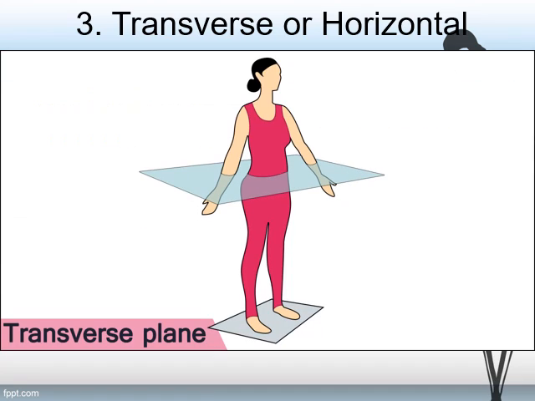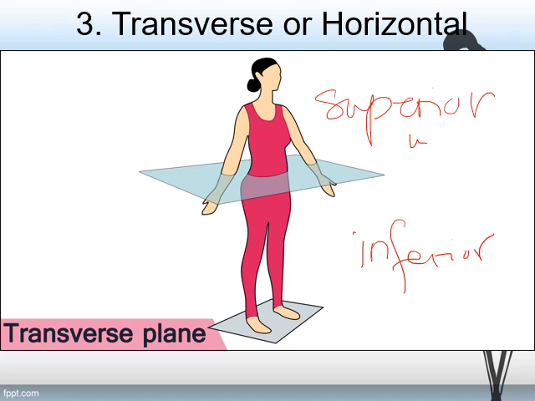So, number 3 is the transverse, or horizontal plane. It divides the body into upper or superior. Oh, I skipped a slide. I clicked it, so the picture came out right away. So, superior and inferior: superior or upper part and inferior or the lower part.